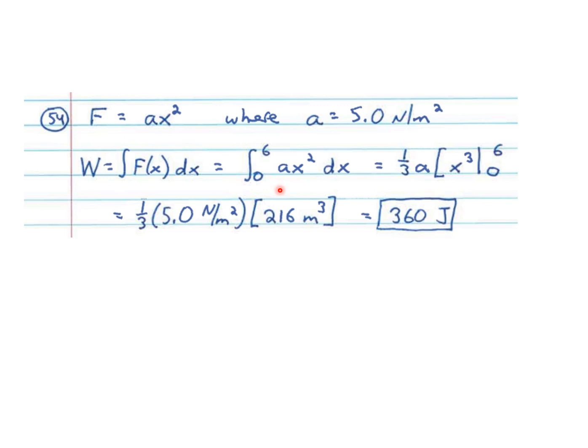And everything here is in MKS units. So let's do the integration. That becomes 1/3 a x cubed from 0 to 6. So 1/3 times, there's my a substitution, 5 times 6 cubed minus 0 cubed, so that's 216, and we get 360 joules.